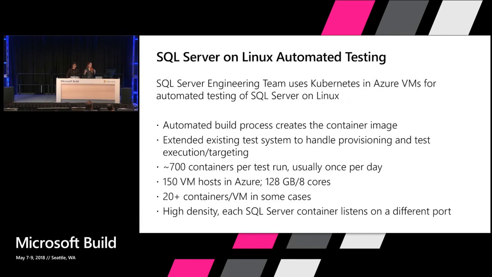So with SQL Server on Linux, we use automated testing, and we use Kubernetes in Azure VMs to do the automated testing. The build process creates the containers. It's 700 containers per test run. And you think about what that would be in terms of VMs. That's stacked onto 150 VM hosts. So think how much less costly that is versus actually trying to have 700 virtual machines that you're trying to maintain. We're doing this in Azure.